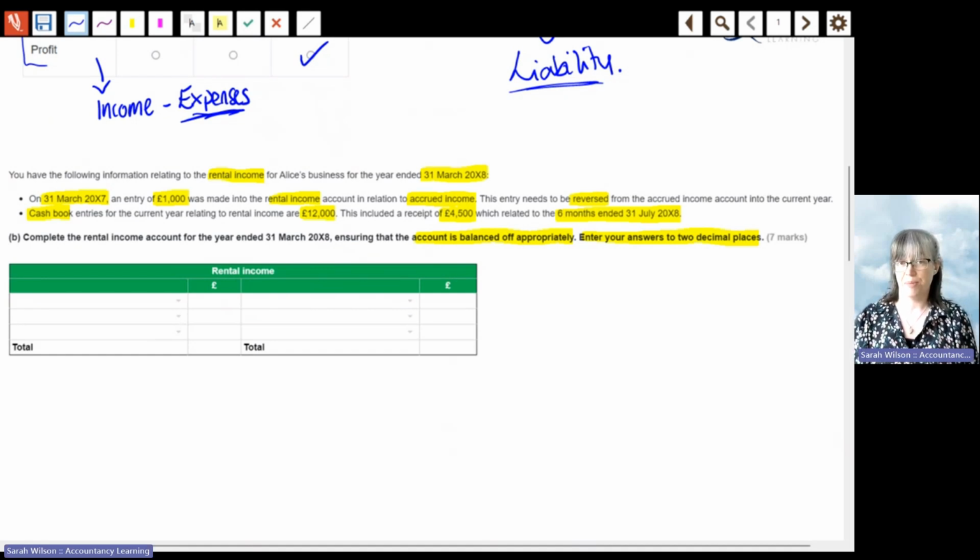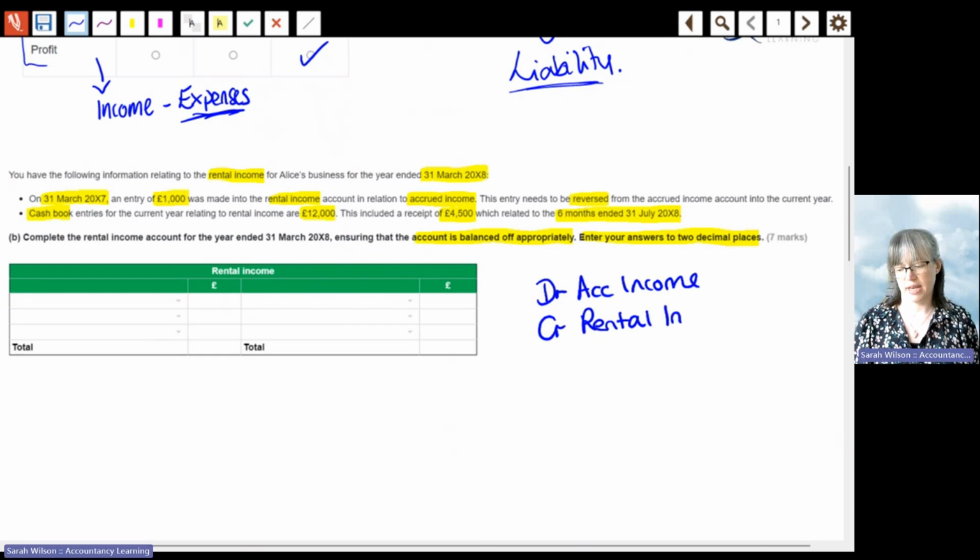So let's take this step by step then. The first piece of information we're given is related to this accrued income. So that's about putting income into the account from the previous year that related to that previous year. So at the end of that year end, they would have debited the accrued income account and credited the rental income account for that £1,000. And what that did at the end of the previous year was increase their rental income.